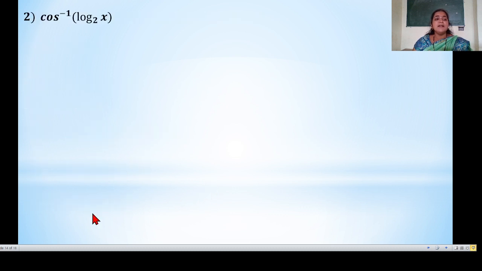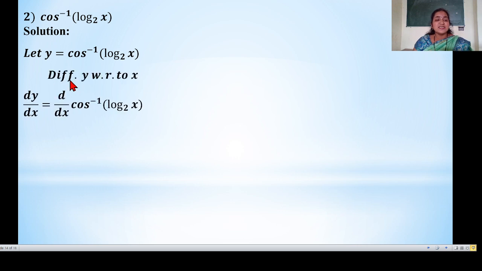Now next example, cos inverse of log of x to the base 2. So again this is a function in composite form because here x is replaced by log of x to the base 2. So let's start our solution. Let y is equal to cos inverse of log of x to the base 2. So differentiate with respect to x. So first we find the derivative of cos inverse x, and again find the derivative of log x to the base 2.